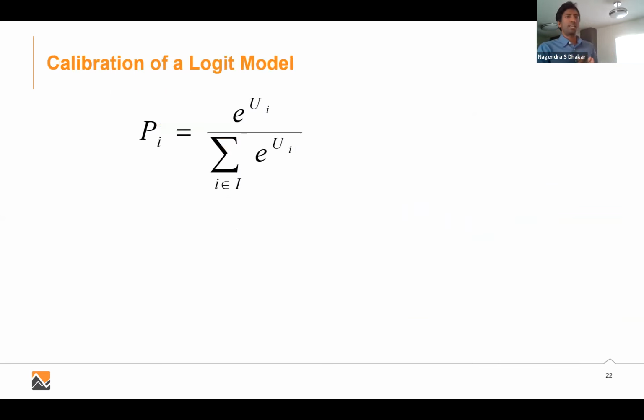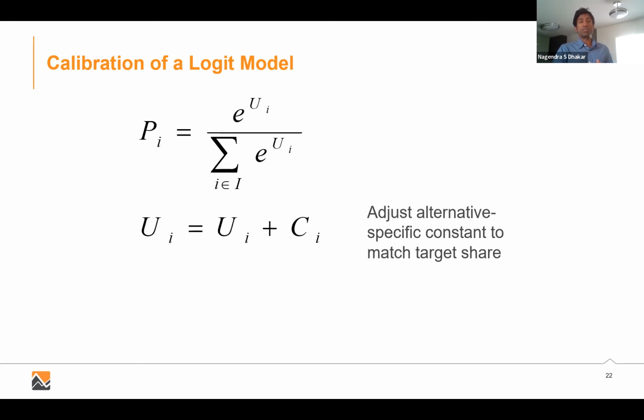One other thing I also want to briefly describe is how we typically calibrate a Logit model. What are the coefficients or the variables that we typically adjust? For a Logit model, generally it's in this form, as you see on your screen. It's the exponential of the utility function, which is the U term here, and the probability of choosing a choice is calculated in this form.